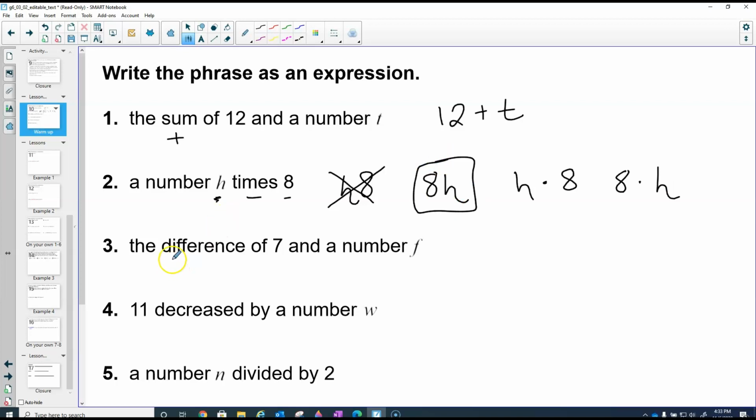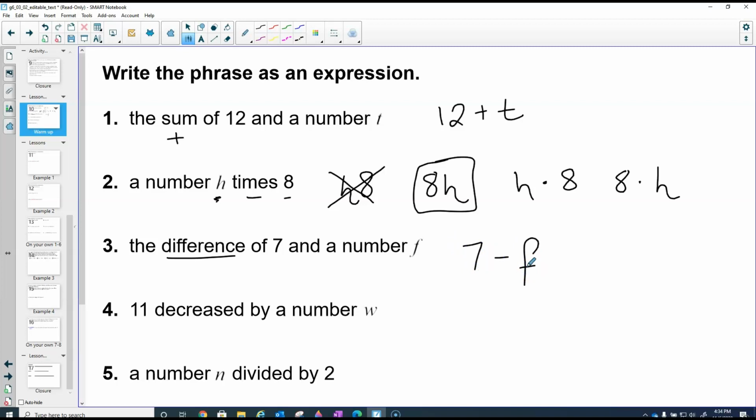Now if I go down to the difference, if you're finding a difference between something, you're going to be subtracting. So if I say, okay, I'm 5'8", and my friend is 5'6", what's the difference between us? Well, 2 inches. You had to subtract. So think difference between something is subtraction. So the difference of 7 and a number.